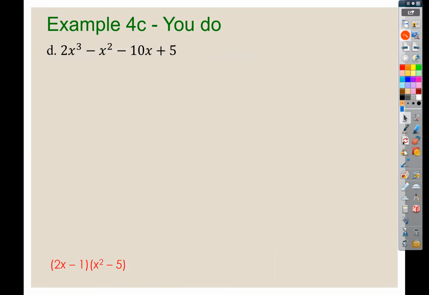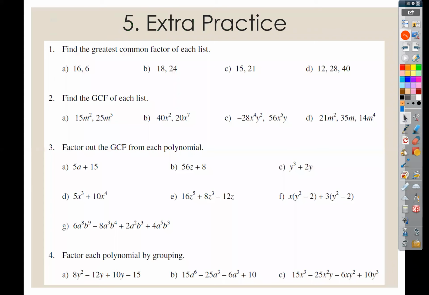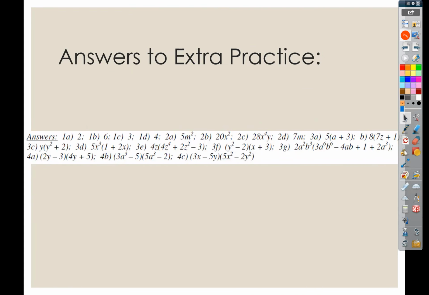All right, now you try one. I know the answer's there, but see if you can get it. Pause. And that should be your answer. Okay, here's some extra practice that I want you to try. Go ahead and pause, and then I'll give you the answers in a second. Okay, and these are your final answers. So go ahead and check and let me know if you need any help.